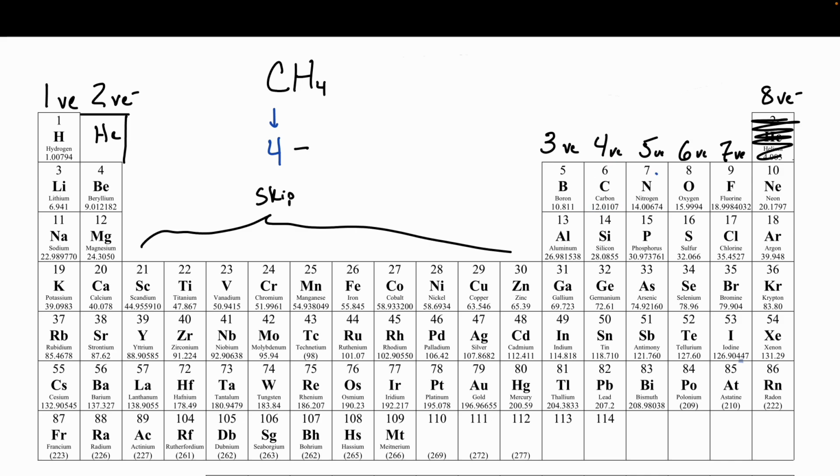Then I'm going to add 4 times the number of valence electrons that each hydrogen has. How many valence electrons does each hydrogen have? Just 1. So this gives me a total of 8 valence electrons in this compound. To be clear, why did I multiply the number of valence electrons by 4 for hydrogen? Because there are 4 of them in my compound. Cool.